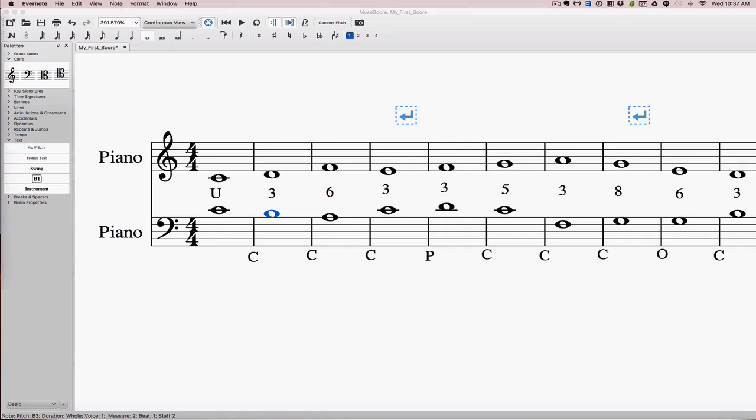Okay, up next, let's talk a little bit more about this perfect interval business and what results in landing on perfect intervals.